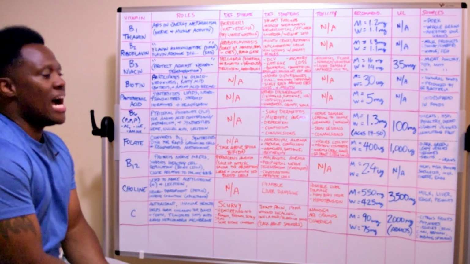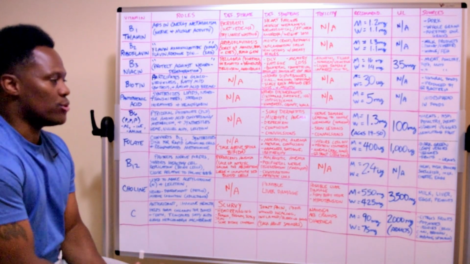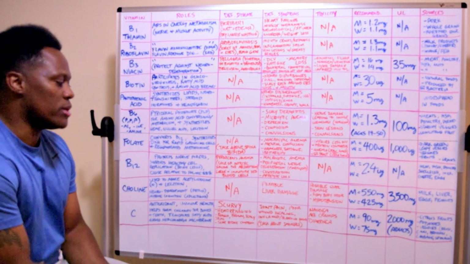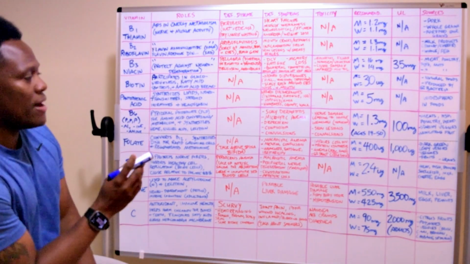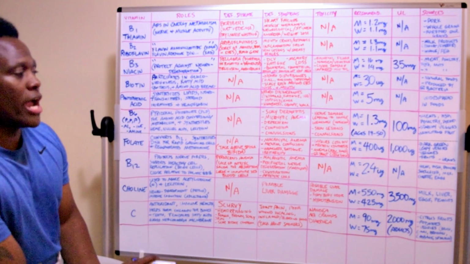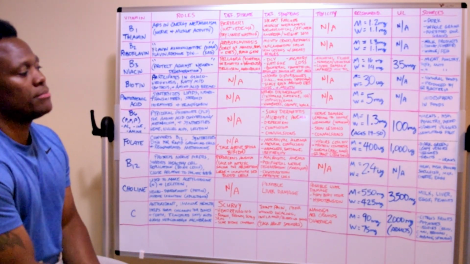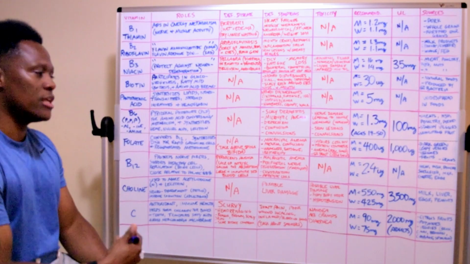Same thing with the GI tract, the degeneration or deterioration of the GI tract. Now for men and women, the recommendation is the same, 400 micrograms per day. The upper limit is about 1,000 micrograms, so once you reach 1,000, you really don't have to go any further than that, okay?